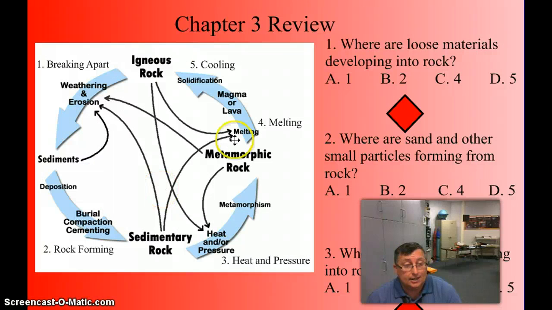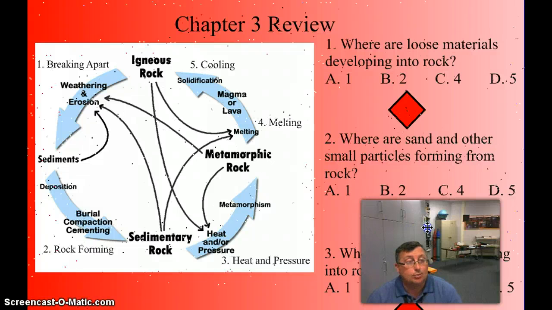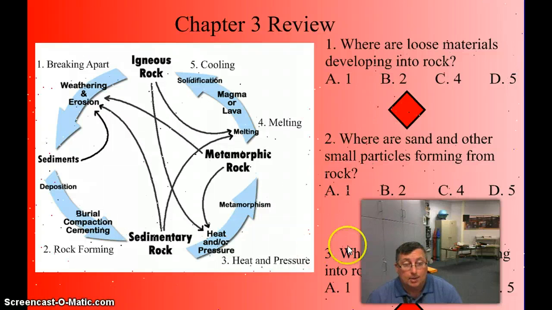Looking at the rock cycle here, this was that image that I've shared with you a couple times, where loose minerals develop into rock. These are the sediments. They change into rocks at B, the rock forming stage. Number 2, where are sand and other small particles forming from rock? That's going to be A, the breaking apart part, the weathering and erosion. That's what they make.